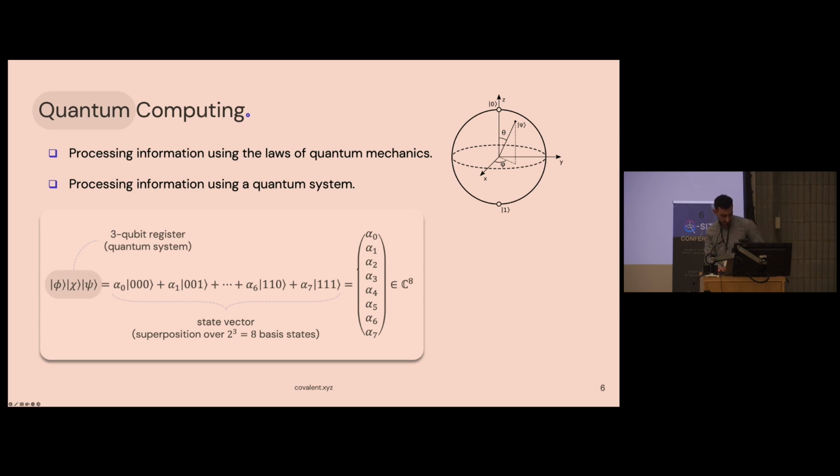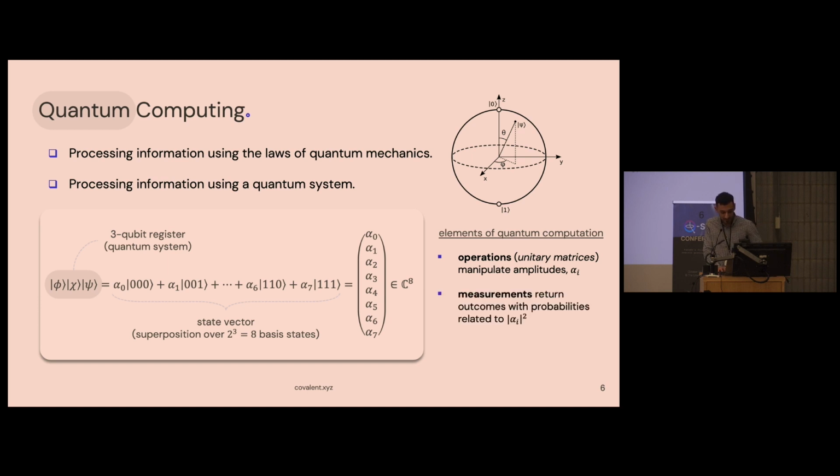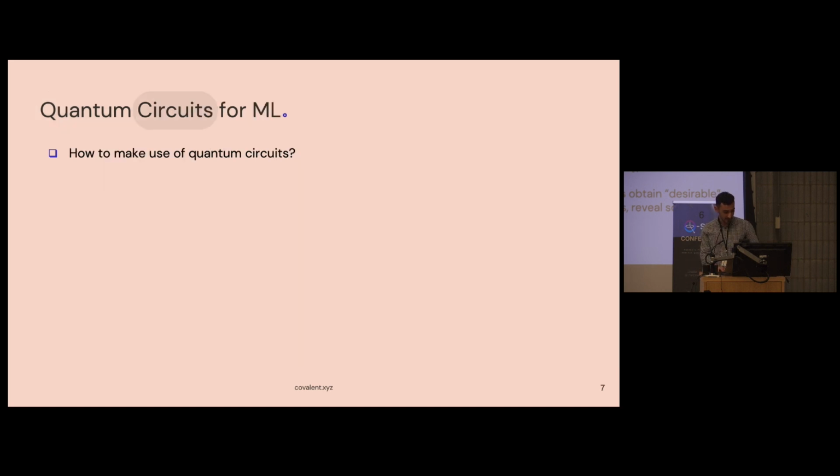like this, okay? And so on a high level, the elements of quantum computation, we have operators that are unitary matrices. So what these do is to manipulate the different amplitudes. We have measurements that return outcomes with probabilities related to the modulus squared of those amplitudes. And we have algorithms that very broadly obtain desirable amplitudes and thereby reveal solutions.